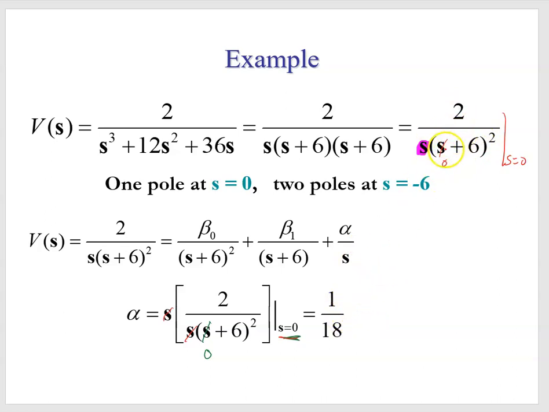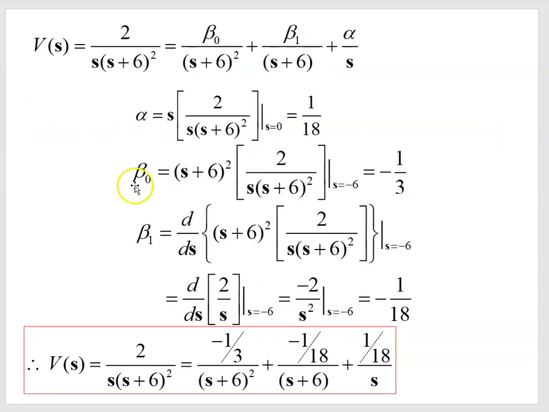So we can see that right here by using the cover-up method. That's for our distinct root. For our repeated roots now, for beta 0, we can use the same method. We could still use the cover-up method for our repeated root. If we cover up this (s plus 6) squared, and then we plug in for s the negative 6, we'll end up with the negative 1/3.